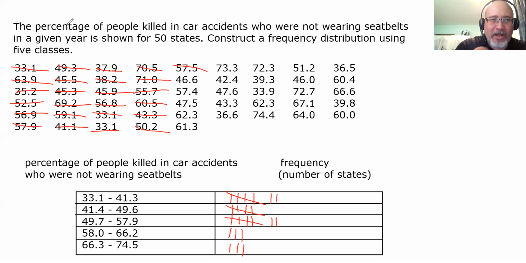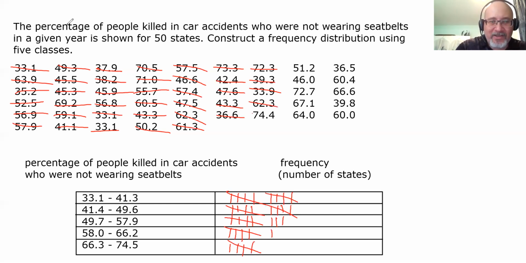57.5 is in the third class. 46.6 is in the second class. 57.4 is in the third class. 47.5 is in the second class. 62.3 is in the fourth class. 61.3 is also in the fourth class. 73.3 is in the fifth class. 42.4 is in the second class. 47.6 is also in the second class. 43.3 is in the second class. 36.6 is in the first. 72.3 is in the fifth class. 39.3 is in the first class. 33.9 is in the first class.